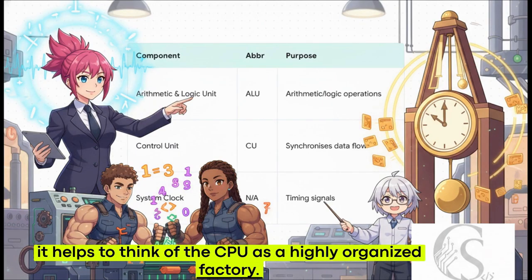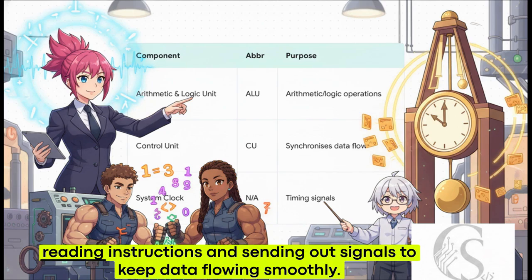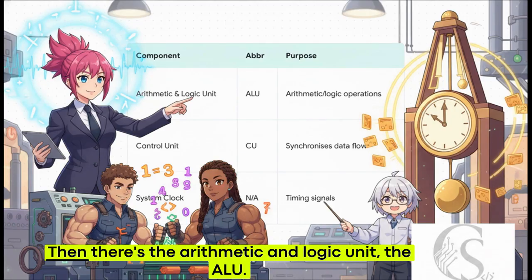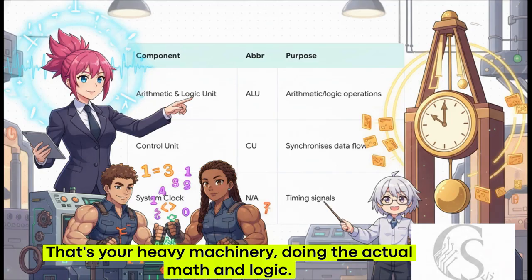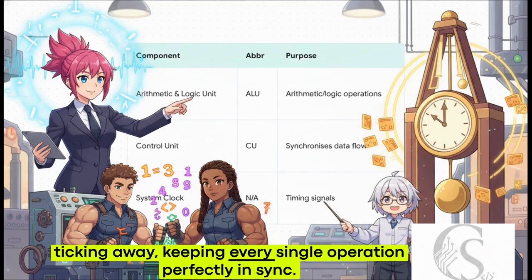To really wrap your head around this, it helps to think of the CPU as a highly organized factory. The control unit, or CU, is your factory manager, reading instructions and sending out signals to keep data flowing smoothly. Then there's the arithmetic and logic unit, the ALU. That's your heavy machinery, doing the actual math and logic. And finally, the system clock. Think of it like a metronome, ticking away, keeping every single operation perfectly in sync.